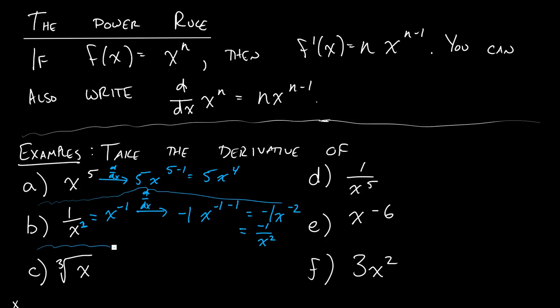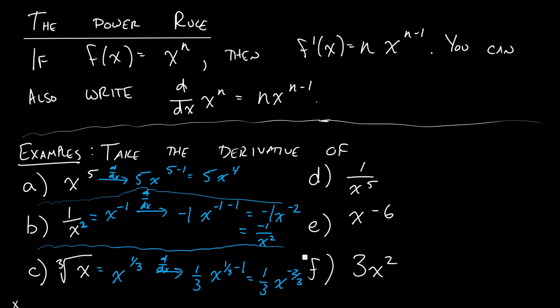How about if we had something like the cube root of x? We need to put it in this form. How do we do that? Sometimes you've probably used this when typing into your calculator: it's really x to the 1/3. If I take the derivative of x to the 1/3, now that it's in this form, I can bring down my power, x to the n minus 1. So I get 1/3 x to the negative 2/3 as my derivative.